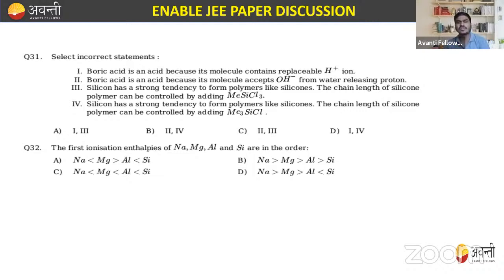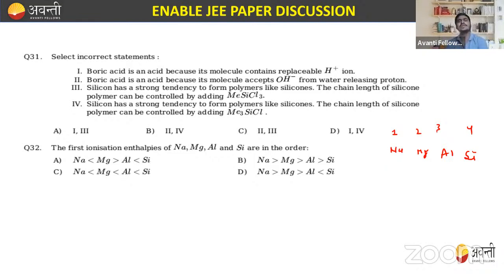So what to do for solving such a question? First of all, you need to know which element belongs to which group. Sodium is a group one element. Magnesium is a second group element, group number two. Aluminium is a third group element, and silicon belongs to the fourth group, or we say the 14th group. So these are the elements and their groups.